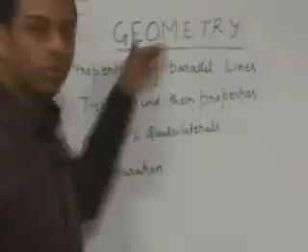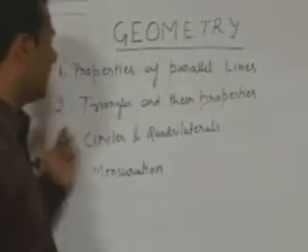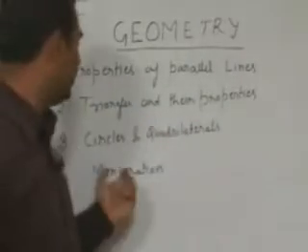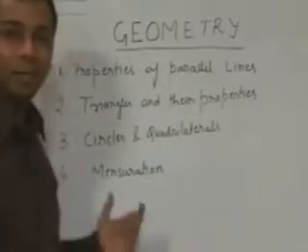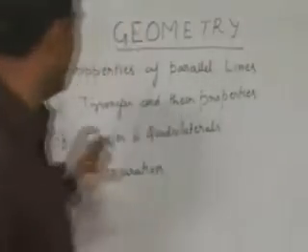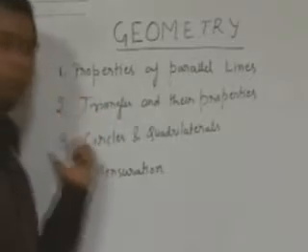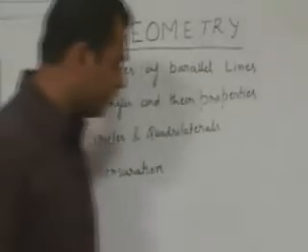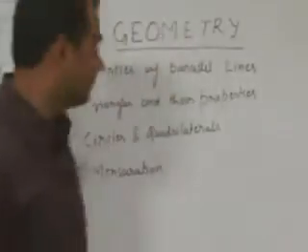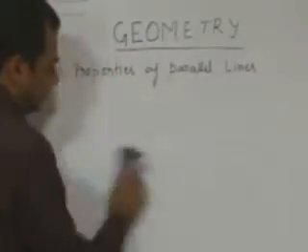The different topics in geometry are properties of parallel lines, then triangles and their properties, circles and quadrilaterals, and mensuration. The maximum number of questions asked in the CAT were based on a mixture of circles, quadrilaterals and triangles. So these two are the most important things here. We'll start one by one. So let's start with the properties of parallel lines.